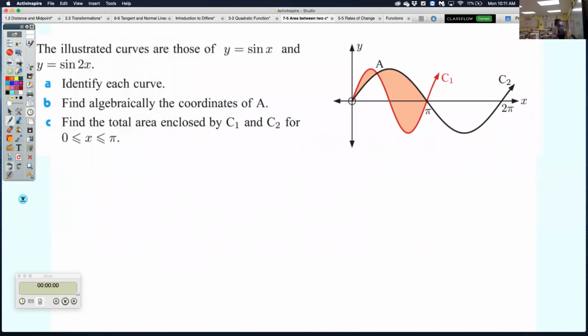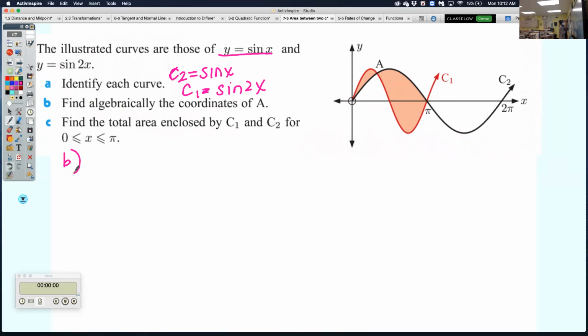The last one I want to do is this one. It does incorporate a little bit of trig, and so I want to make sure that you guys haven't forgotten how to do this. The illustrated curves are those of y equals sine x and y equals sine 2x. Remember, sine x has a period of 2 pi. The curve that shows one complete cycle from 0 to 2 pi is C2. So C2 equals sine x, which means that C1 is sine 2x. Remember, the 2 is a horizontal shrink by 1/2. It also changes the period to be pi instead of 2 pi.